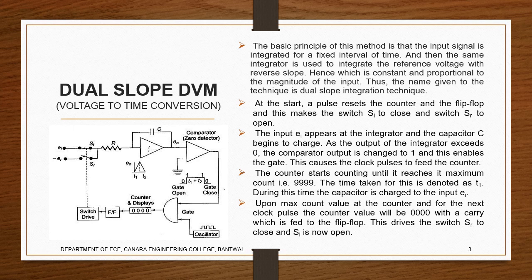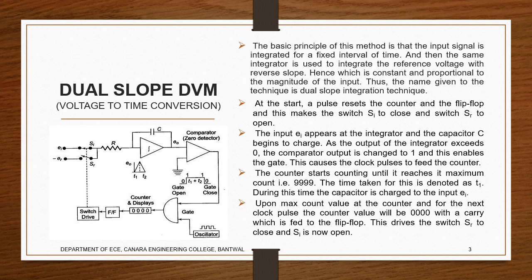Here the basic principle is that the input signal is integrated for a fixed interval of time. That is, one cycle is for the increase in the slope, another is for the decrease in the slope. The increase in the slope is due to the presence of the capacitor in the integrator circuit. You can see here whatever voltage is given via the resistor charges the capacitor. The capacitor charges in a rising form. Next, when the capacitor starts to discharge, it will be in the decreasing form.